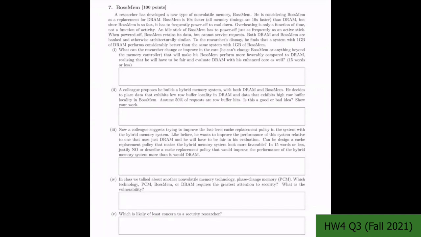Realizing that he will have to be fair and evaluate the DRAM with his enhanced core as well, 15 words or less. So this question limits the number of words in the answer, which is asking for explaining only the core idea very briefly. Basically, the main drawback of BossMem is the periodic power off for the same amount of time it can operate. So overheating is only a function of time, not a function of activity.